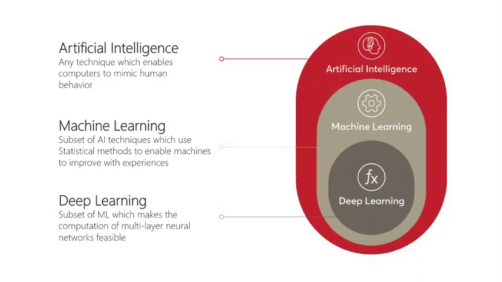So, artificial intelligence, or AI, is any technique that enables a machine to act like a human. That entails machine learning, which is a subset of AI techniques which use statistics to enable a machine to improve and learn by experience. And a subset of machine learning is deep learning. This is where machine learning learns by its own, by creating multi-layer neural networks. What we're going to do today is see machine learning and create recommendations based on statistic methods.